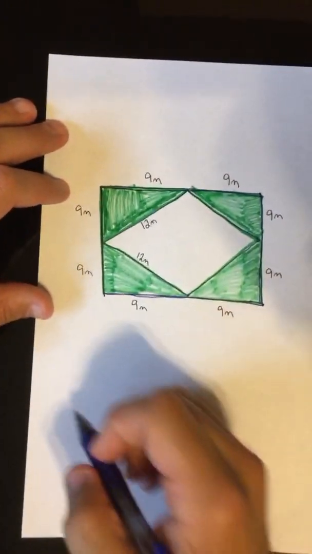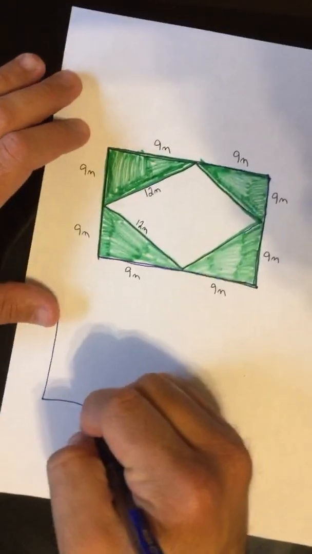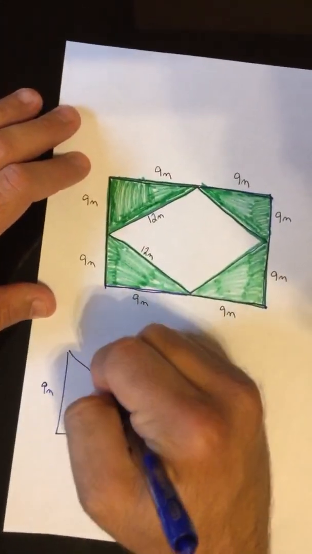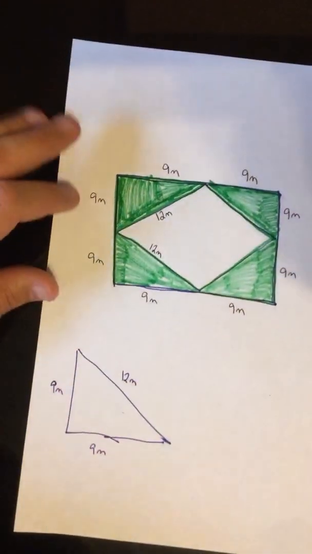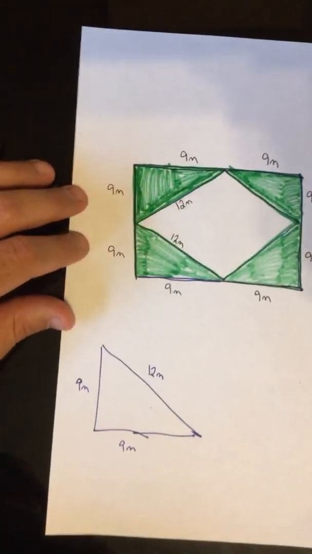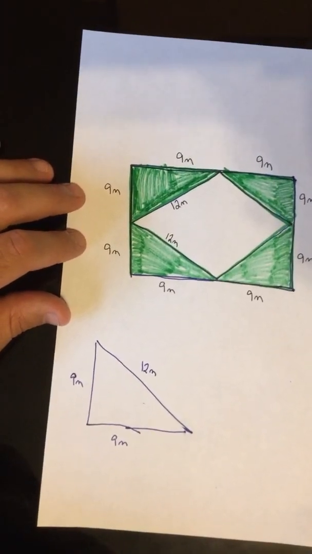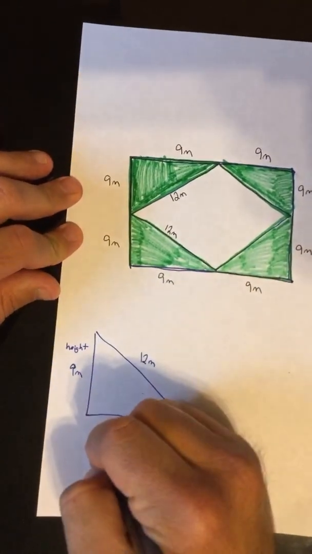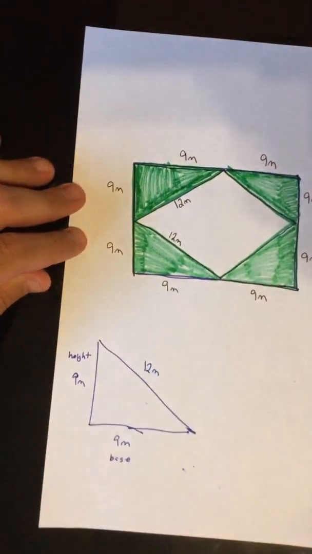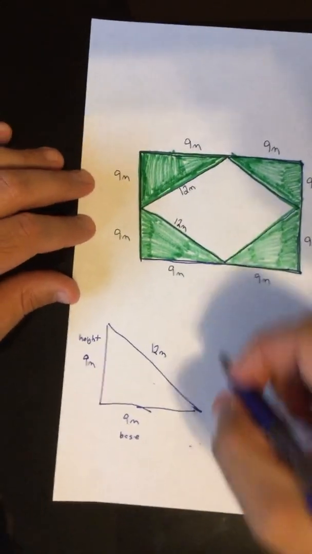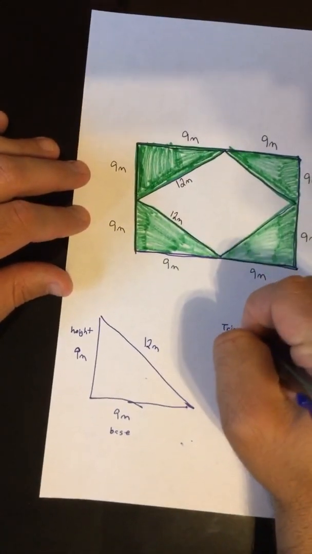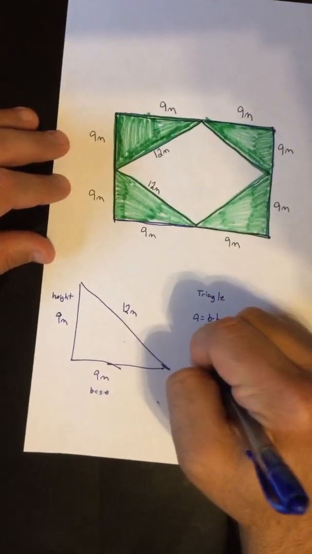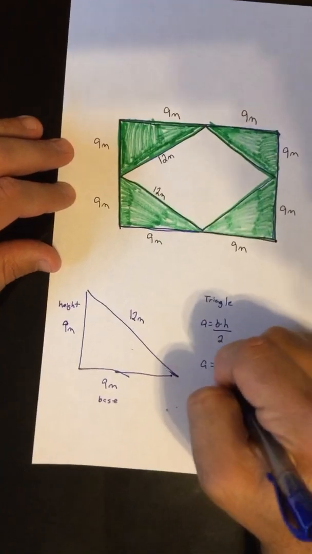Well, here's our triangle. We have 9 meters, 9 meters, and 12 meters. We're trying to throw you off here. Where's my base and my height? The 9 and the 9? Here's your height. Here's your base. This 12 is there to throw you off. So to find the area of the triangle, it is base times height divided by 2. So 9 times 9 divided by 2.